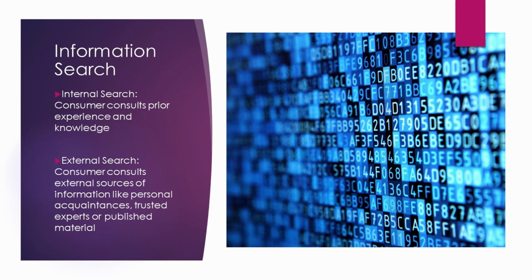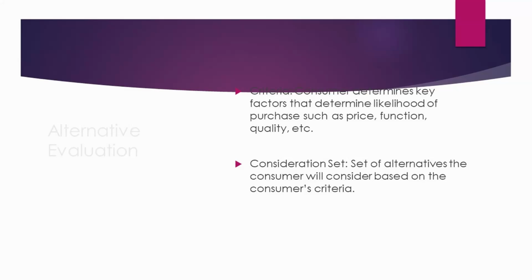In the information search stage, the consumer conducts both internal and external searches of knowledge pertaining to the problem at hand. Internal search consists of consulting prior experience and memory, while external search can take the form of consulting personal acquaintances and trusted experts. In the alternative evaluation phase, the consumer determines key criteria that determine likelihood of purchase, such as price, function, and quality.